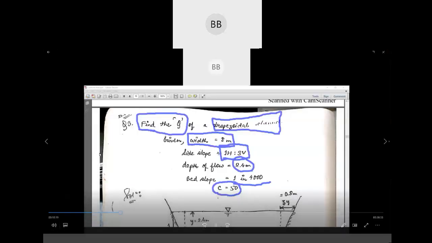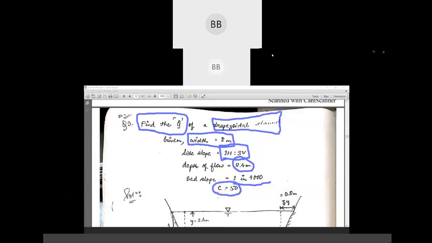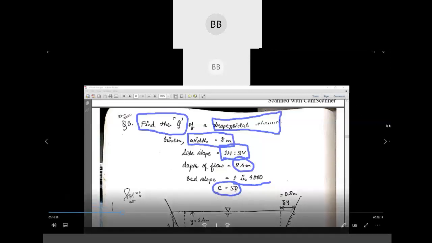Three vertical. Okay. Depth of flow is 2.4 meter. Bed slope is given 1 in 4,000, or you can write 1 divided by 4,000. Okay. And at last the Sages constant is given is 50. See that C is a constant term. So that is why that 50 is unitless. We don't have any unit for Sages constant. Okay.